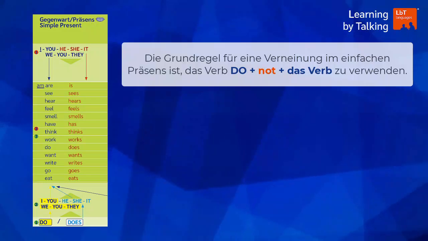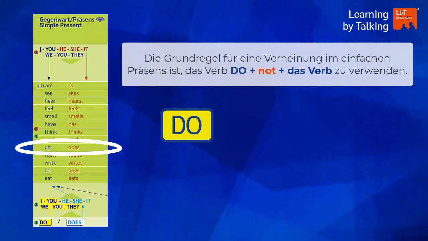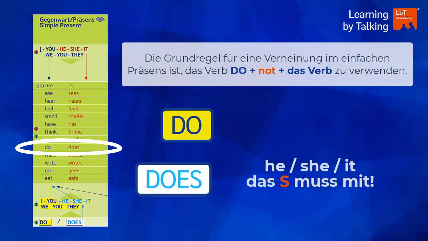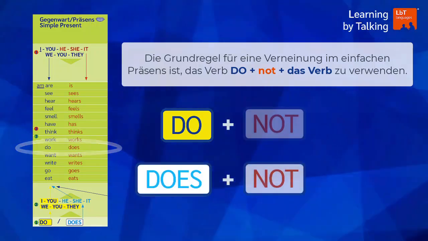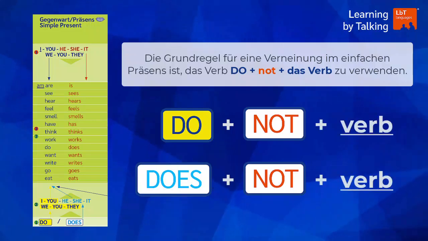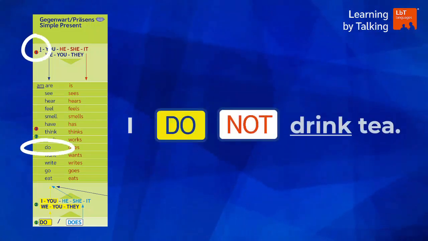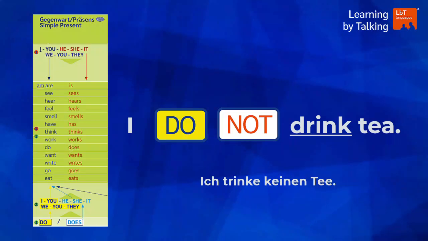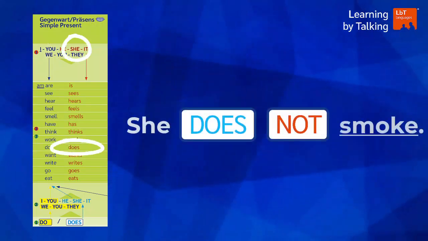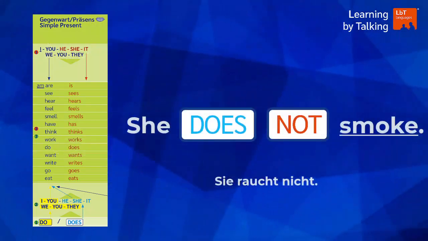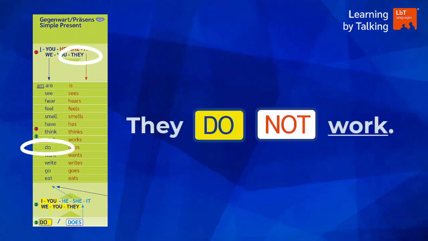The general rule for a negative using the simple present is to use the verb do, or does for he, she, it, das, es, plus not, plus the verb you want. I do not drink tea. She does not smoke. They do not work.